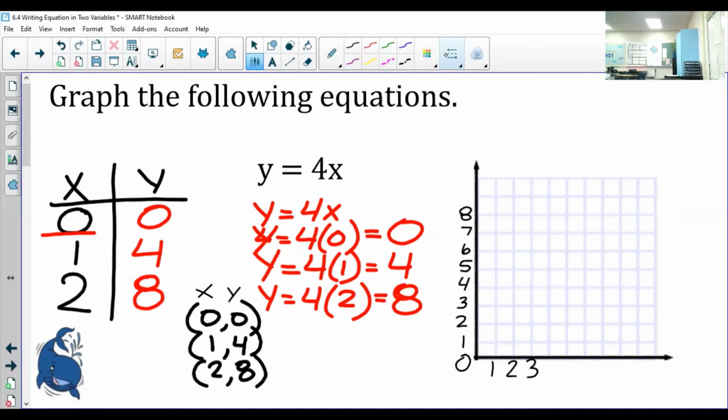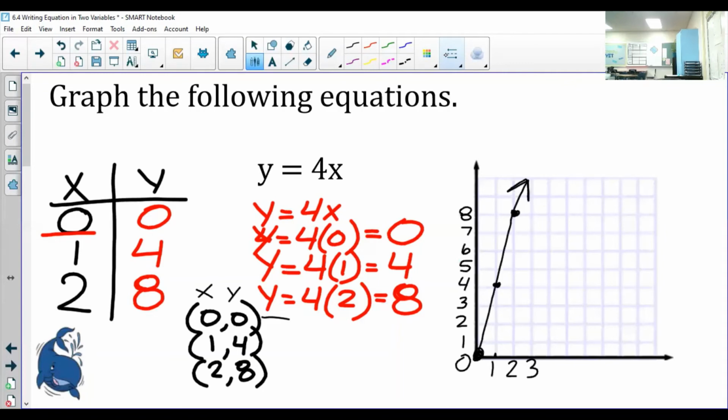All right. Now, my first dot is 0, 0. So that's going to be just right there. My second dot is x is 1, 4. So my x is 1 right here, and then I'm going to go over 1, up 4. 1, 2, 3, 4. So I'm going to be right here. And then my next one is 2, 8, which is going to be right here. Once you have 3 points, then you can connect them. See how we did that?